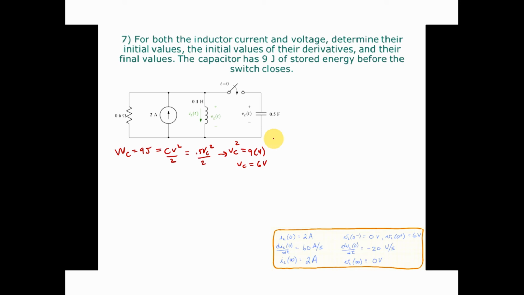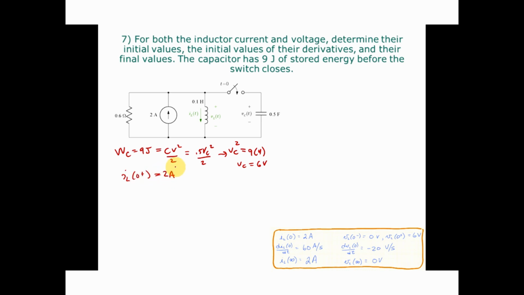Now, usually finding the initial value on these things is not so hard. So let's start with the current through the inductor. What's the initial current going through the inductor? We're in the steady state before that switch closes, and the inductor has become a short circuit, so nothing's going to flow through the resistor. So IL of 0 plus is 2 amps.